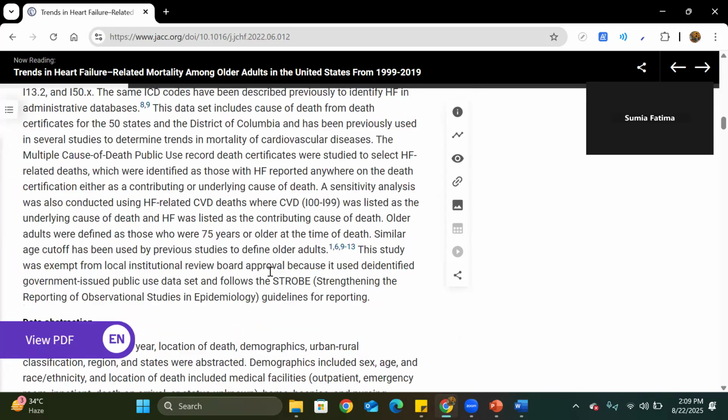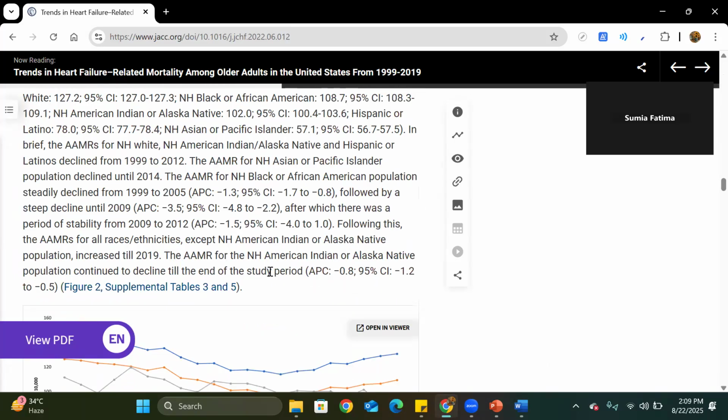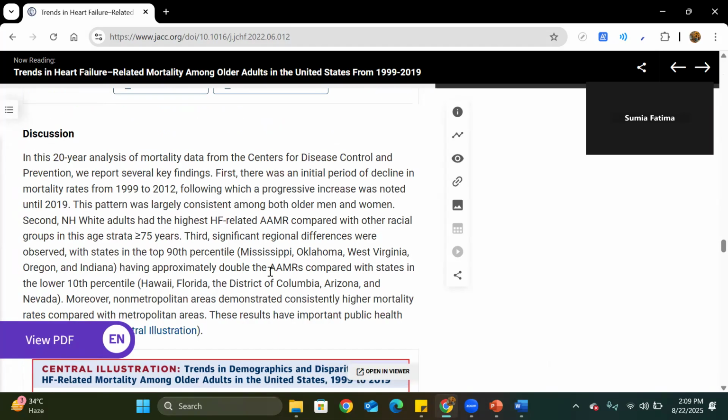Next thing, methodology, we have already discussed. Results, we have already discussed. We have discussed the figures, the table, the central illustration, and all that stuff. Now, the most important thing, that is the discussion. We are coming to that part. In the discussion, the more you have done the literature review, the more pretty your discussion would be.